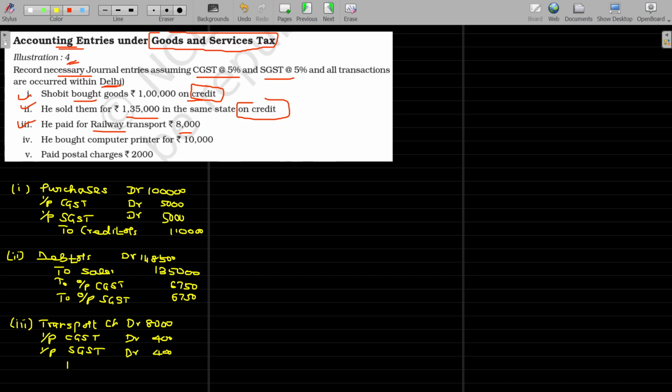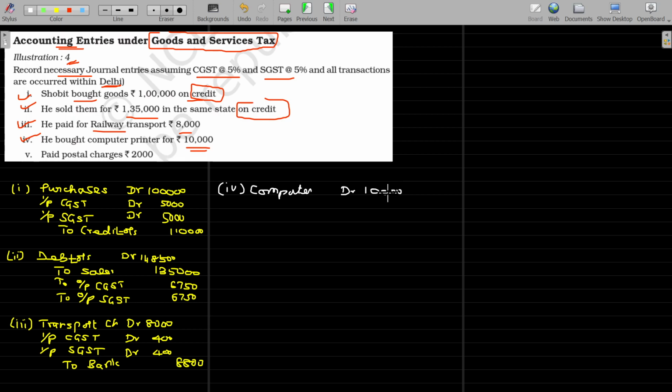I assume this is immediately paid, not in credit. So either bank or cash account can be credited. I'm not sure whether by cheque or cash. Anyhow, we can interchangeably use cash or bank account here. And then fourth one, he bought a computer printer. The same logic will be applicable for the purchase of the printer also. So fourth one, computer account debit, and the value payable for the computer being only 10,000.